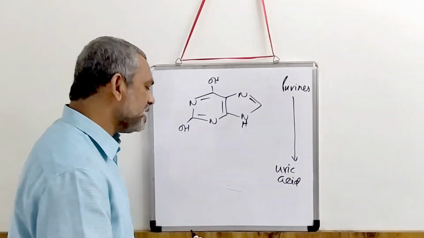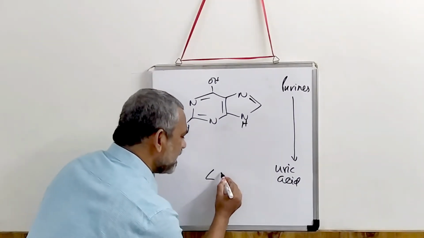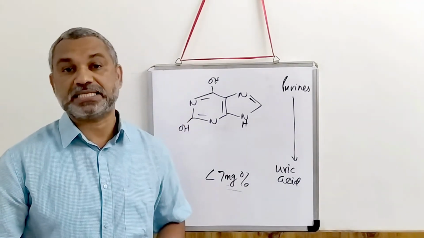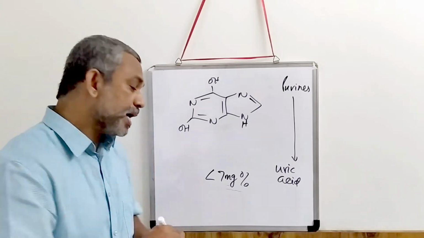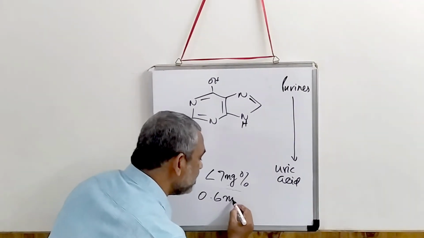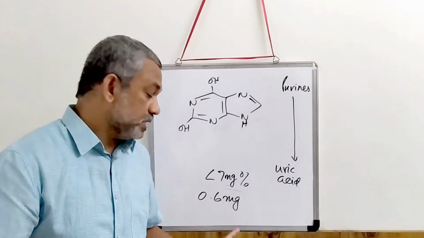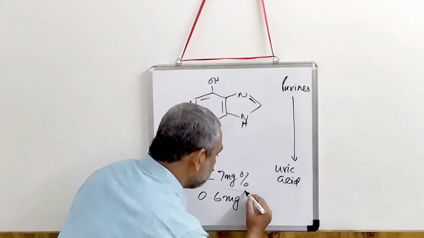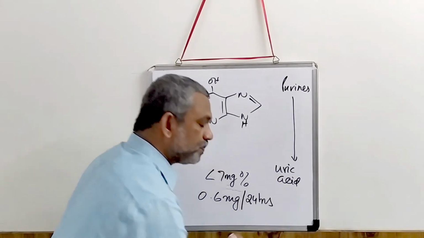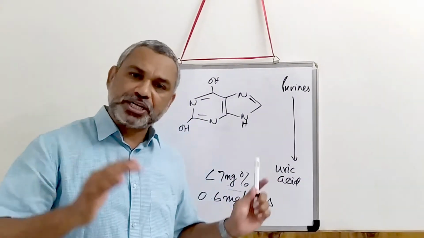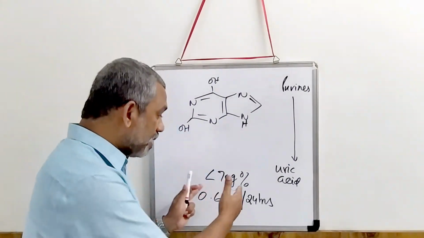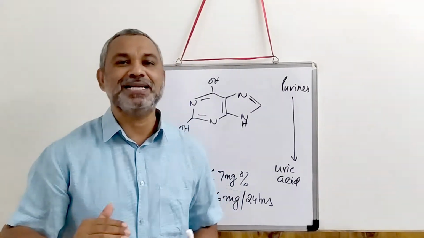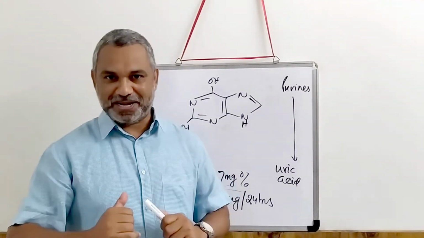And the normal level is less than 7 milligram percentage of uric acid in serum. So on an average, every individual will be producing about 6 milligram of uric acid per 24 hours. So this is the general production of uric acid. Now what happens to this uric acid? Remember, this is slightly on the higher side in men than in women.